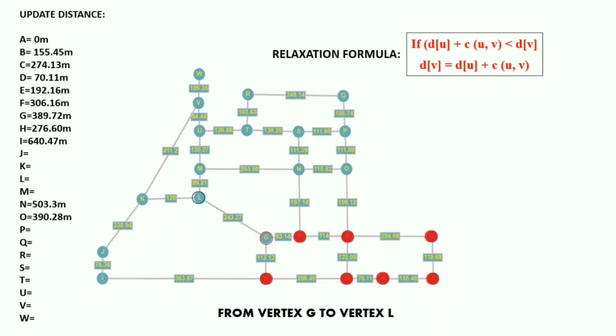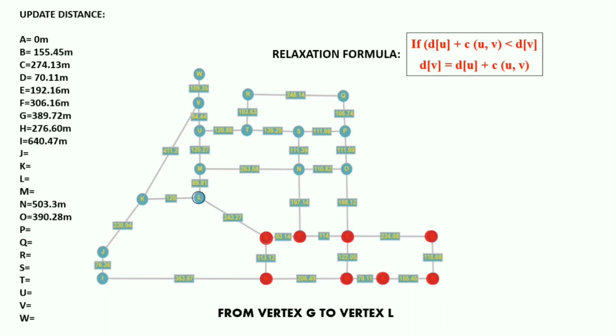If we find the shortest path among 389.72 meter, 640.47 meter, 503.13 meter, 390.28 meter, and infinite for all other remaining vertex, the shortest path is 389.72 meter. So we pick vertex G.